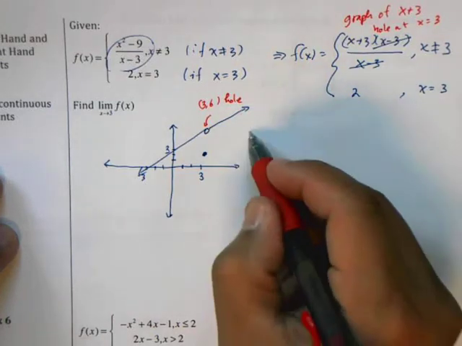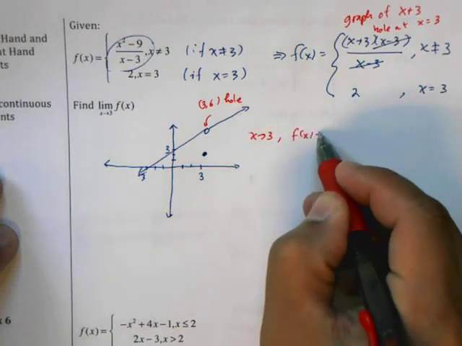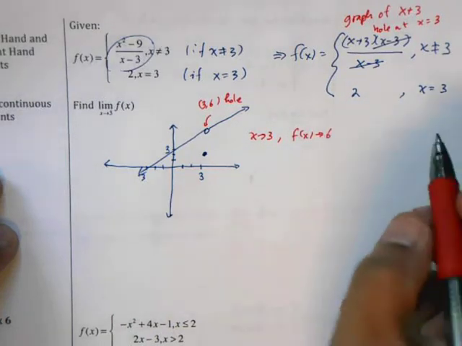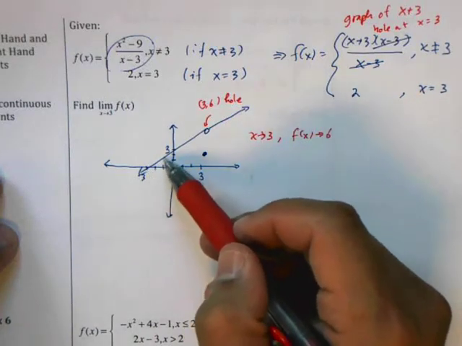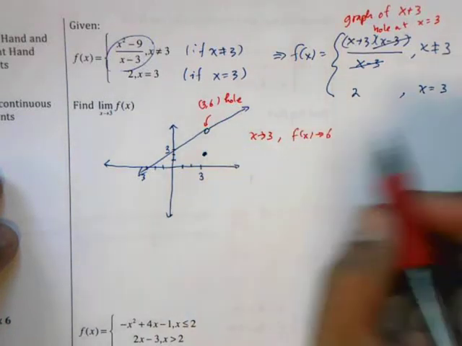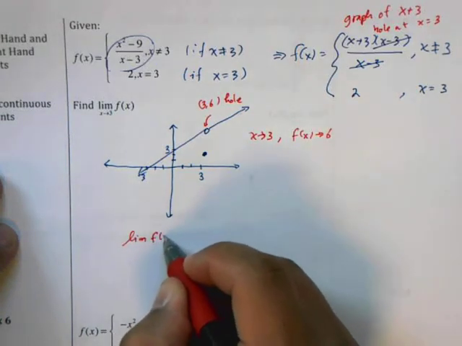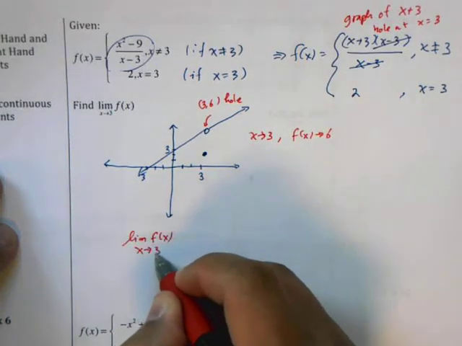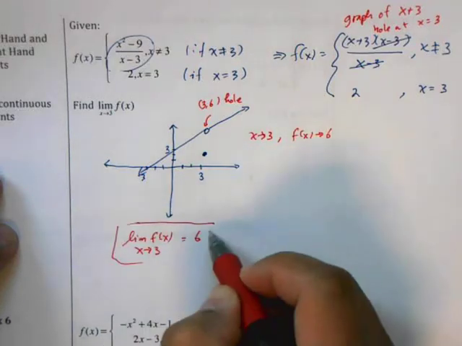As x gets closer to 3, f of x gets closer to 6. Okay? And this is true from both directions. If you're coming at it from this direction, you still approach 6. So we know then that the limit of f of x as x approaches 3 is equal to 6. Okay? And this is certainly true.